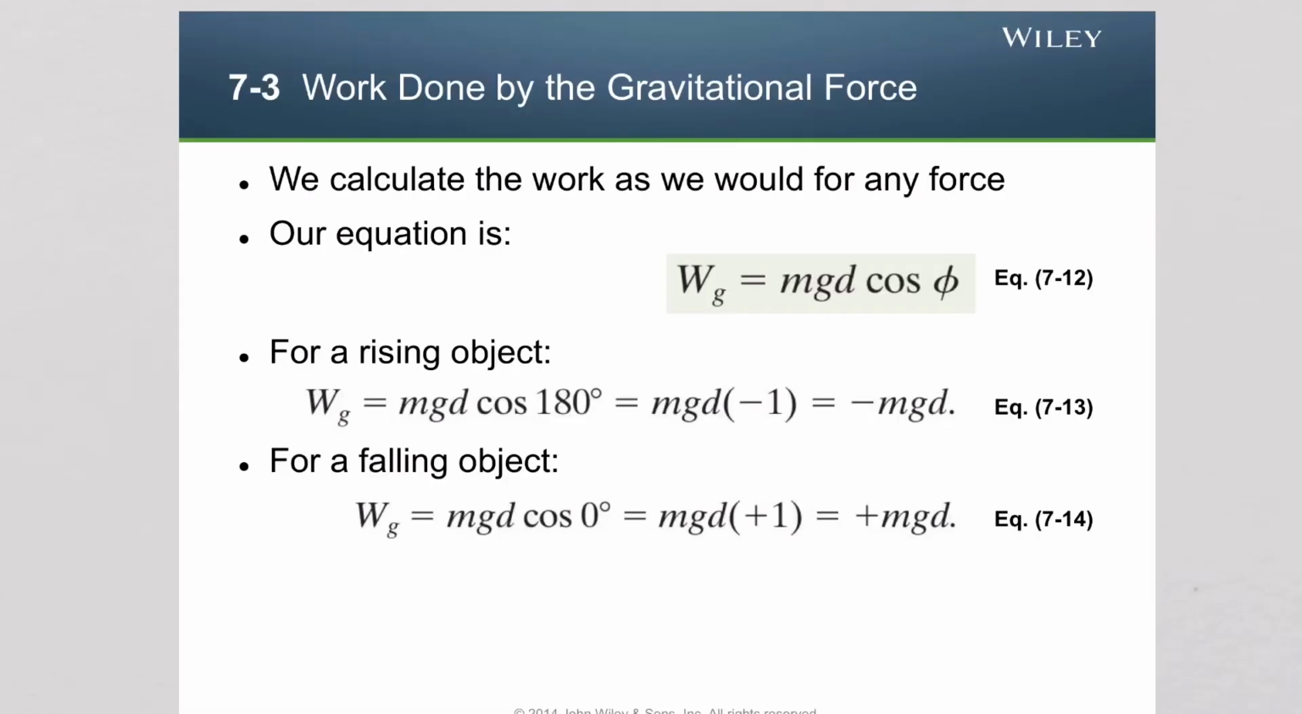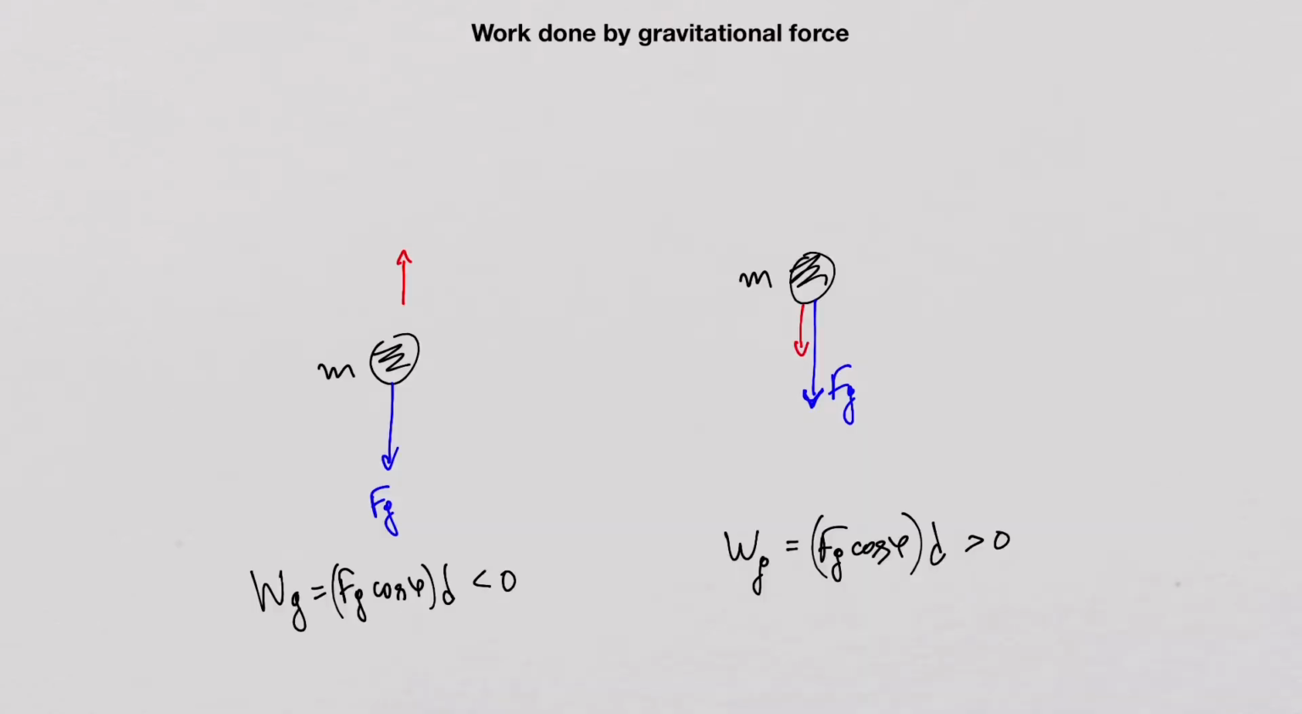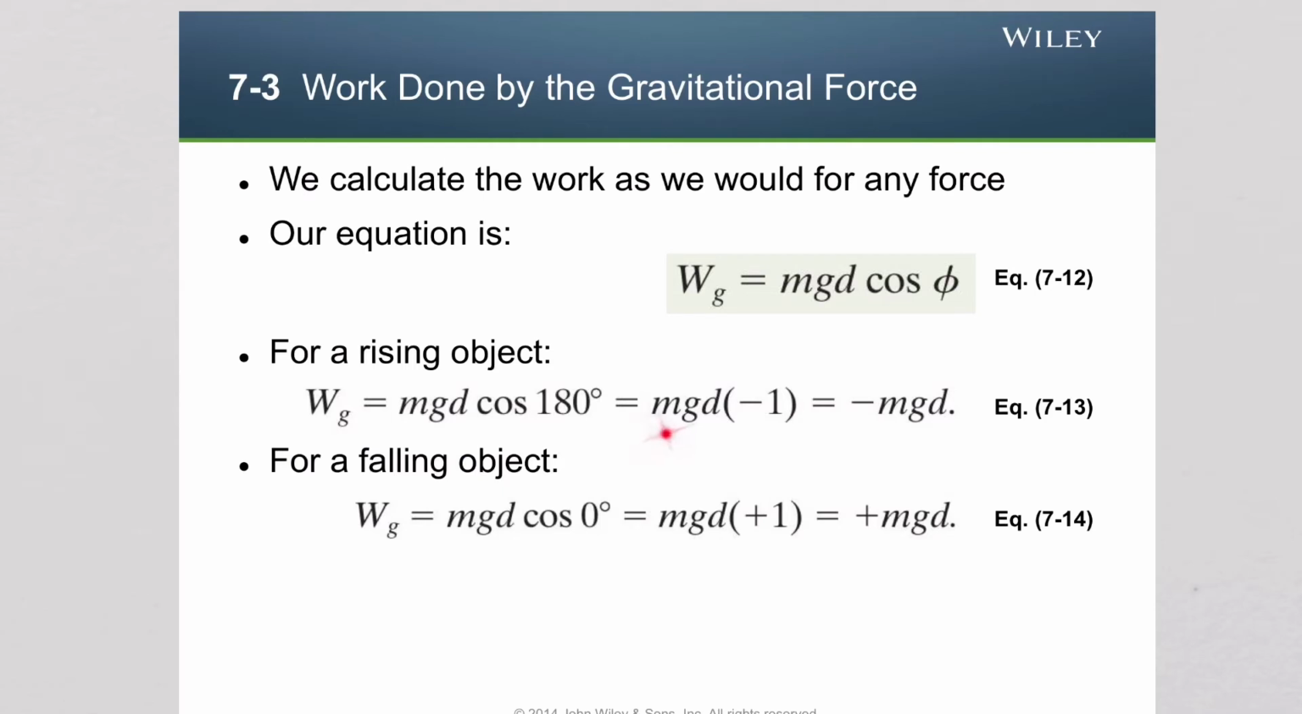The work done by the gravitational force is simply the mass of the object times gravitational acceleration times the displacement times the cosine of the angle between the gravitational force and the displacement. So, for an object that is rising, the work done by the gravitational force will be equal to mgd cosine of 180 degrees, which is equal to mgd times minus 1, or that is negative mgd. So, negative work done by the gravitational force, as I discussed in the previous slide.